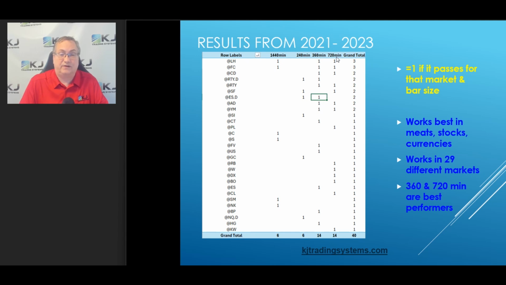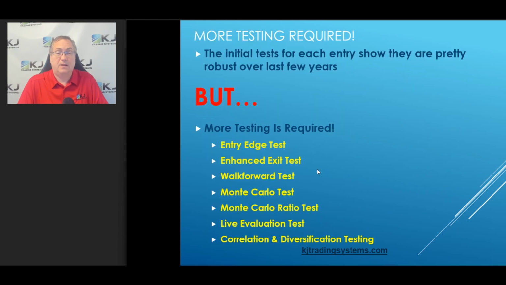So these are minutes, different minute bar sizes across the top. Altogether it worked in 29 different markets, and it looked like the most passes were 360-minute or 60-minute bars, or 720, which is a 12-hour bar. All right, so more testing is required.